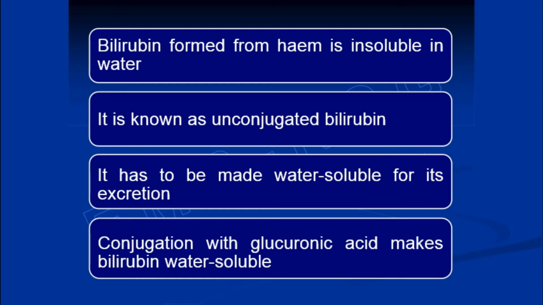Now, in order to remove this bilirubin from the body, because it can be toxic and can deposit in the tissues, we need to excrete it. First we need to make it water soluble. To make it water soluble, we need to conjugate the bilirubin with glucuronic acid. Conjugation with glucuronic acid makes it water soluble, and then ultimately it can be excreted from the body. As the bilirubin gets conjugated with glucuronic acid, it is no longer unconjugated bilirubin. Now it is known as conjugated bilirubin.